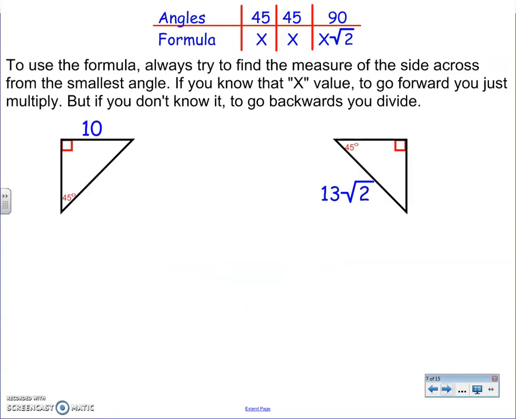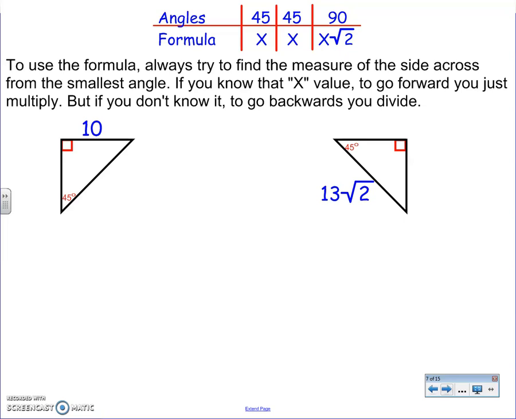All right. So to use the formula, more specifically, always try to find the measure of the side across from the smallest angle. If you know the x value, to go forward, you multiply. But if you don't know it, you have to go backwards by dividing. So here's two little problems.